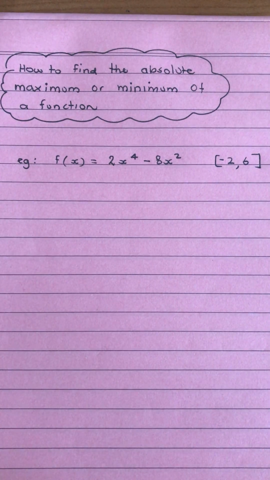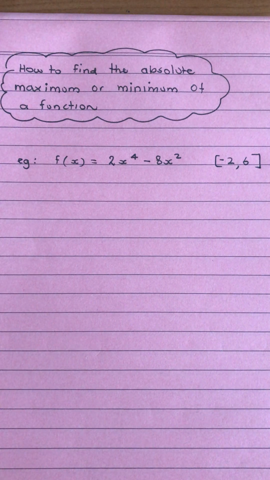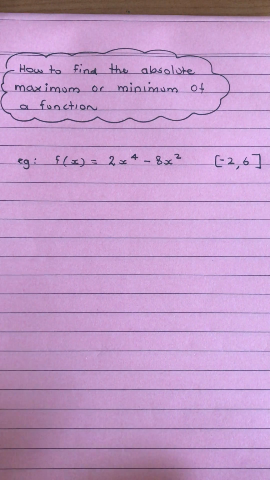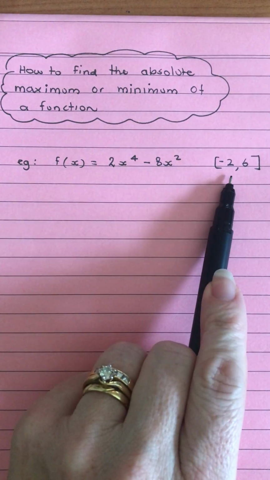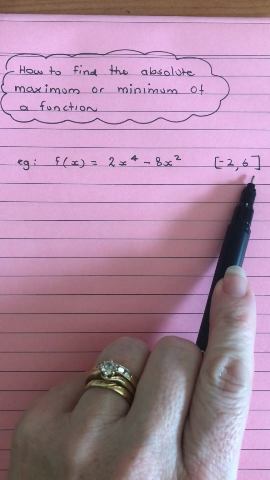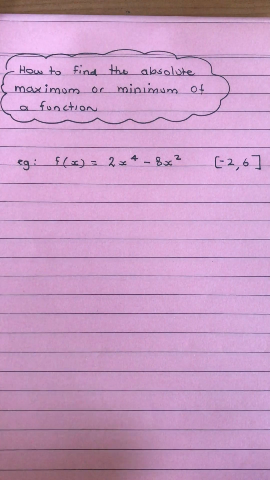Okay, having a look in this video at how to find the absolute maximum or minimum of a function. There are two things we have to do. First, identify the maximum and minimum points, like the stationary points, and identify whether they're maximums or minimums. But then we also have to take into account the domain. In this case, we've got between -2 and 6. So as a last step, we'll check that in the function against what we work out with our stationary points.